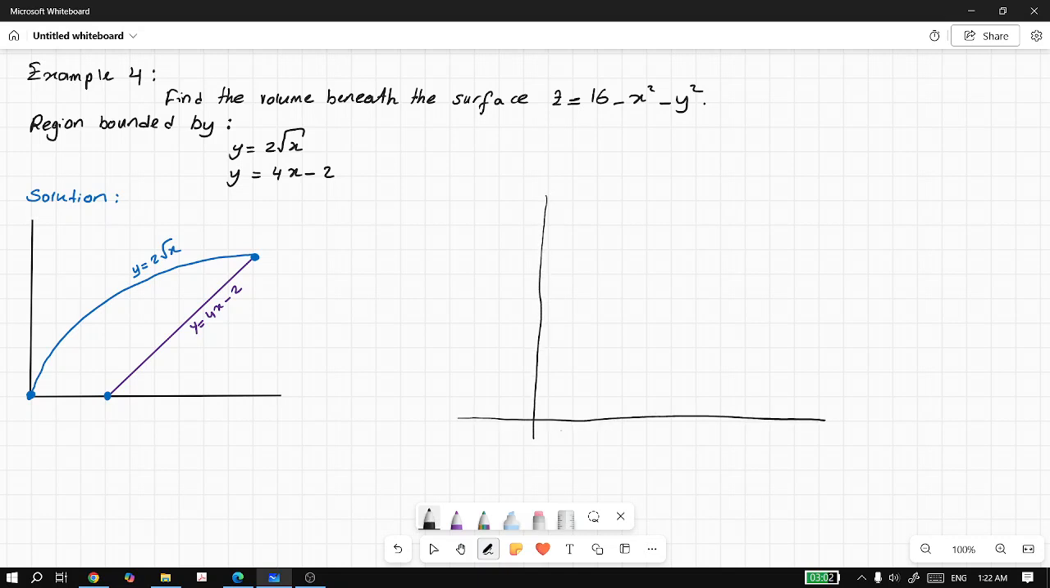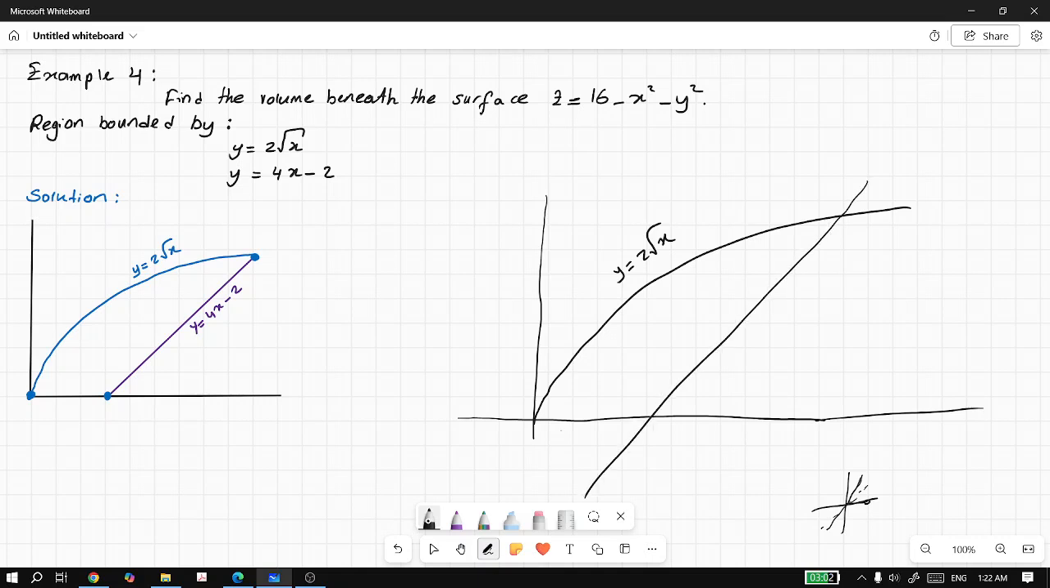So again, for sketching the graph of this region, the first function that we have got is y equal to 2 square root of x. As we know, this is the graph of y equal to 2 square root of x. And the second graph that we have got is y equal to 4x minus 2. So we have got the graph of x is something like that. And then 4x moves a little bit higher. 4x minus 2 moves 2 points, or a little bit, to the right of the x-axis. So here we will have the graph of 4x minus 2.